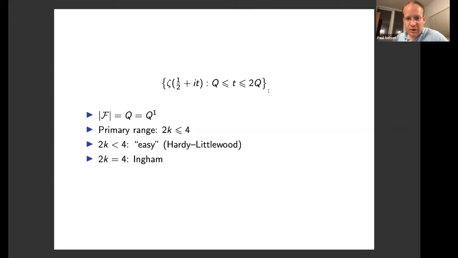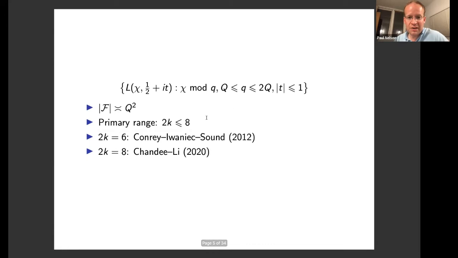And I guess one direction that people have looked is, they've looked at maybe larger families where the conductor is not so big compared to the family, where you can actually study higher moments. So one example that's been studied a fair bit is when you take all the Dirichlet characters modulo some modulus lowercase q in some dyadic range, say indexed by uppercase Q, and maybe you will also allow t to vary in some short window.